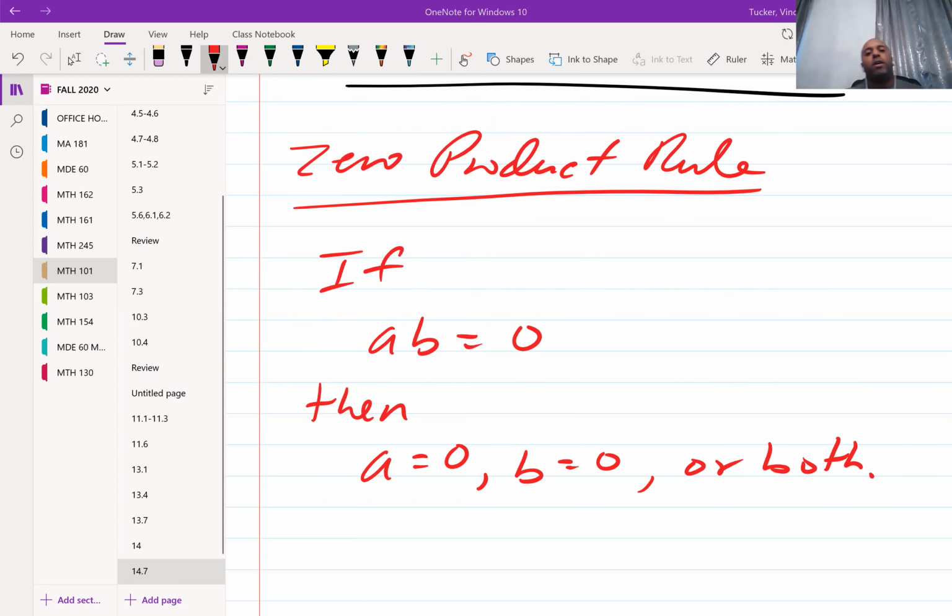Sometimes called the zero factor rule, but the zero product rule says: if A times B is equal to zero, then A is equal to zero, B is equal to zero, or both. Let's see what that means.